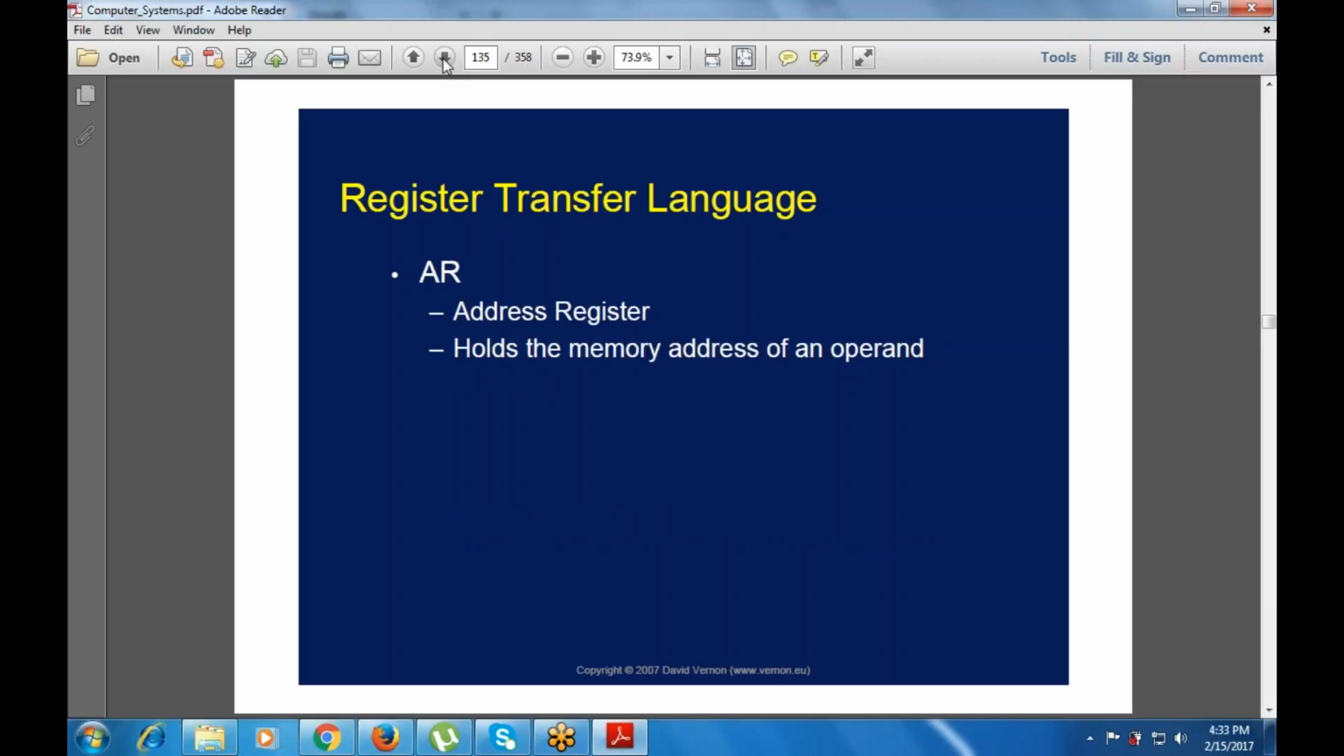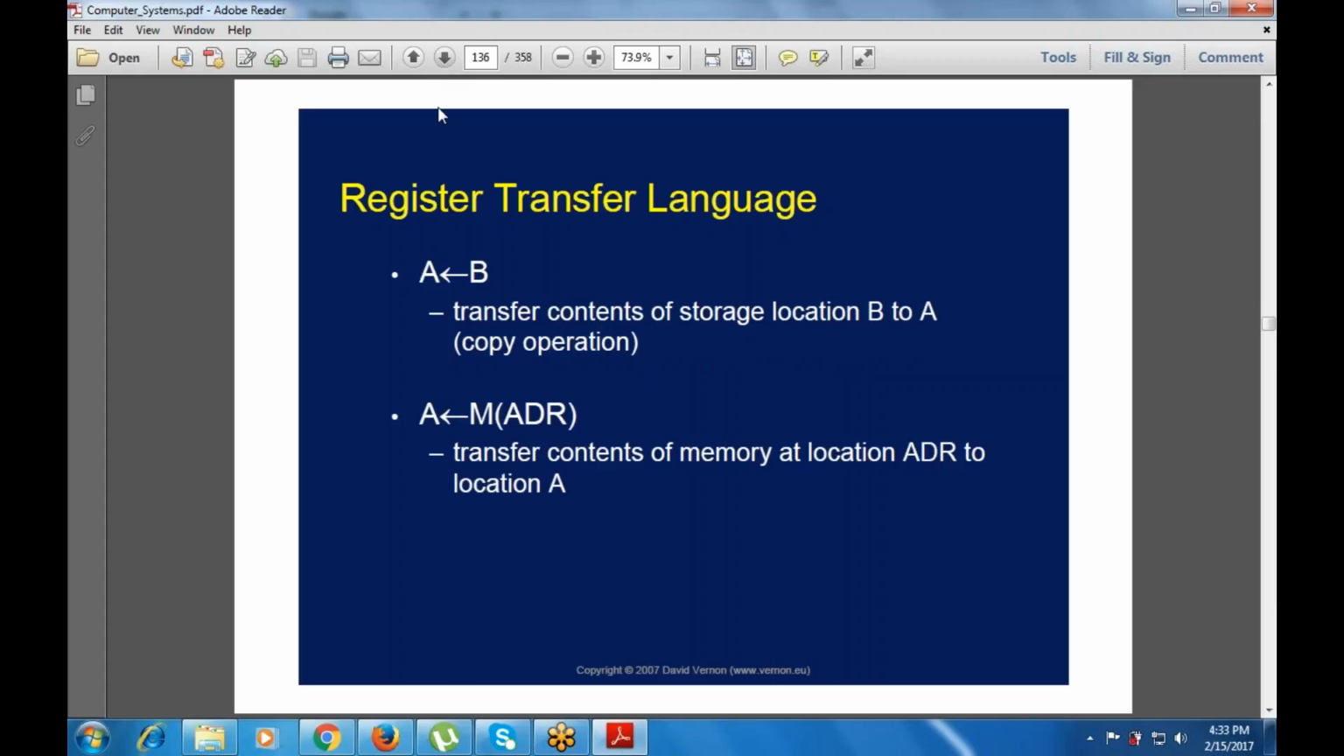Then AR, that is the address register, holds a memory address of an operand. For example, if I'm declaring a variable, num equals a plus b, that means num is a variable, and a and b are also variables, but these variables are stored in some address location. That address location, for example 1011, is stored in the address register, not the variable but the address register.